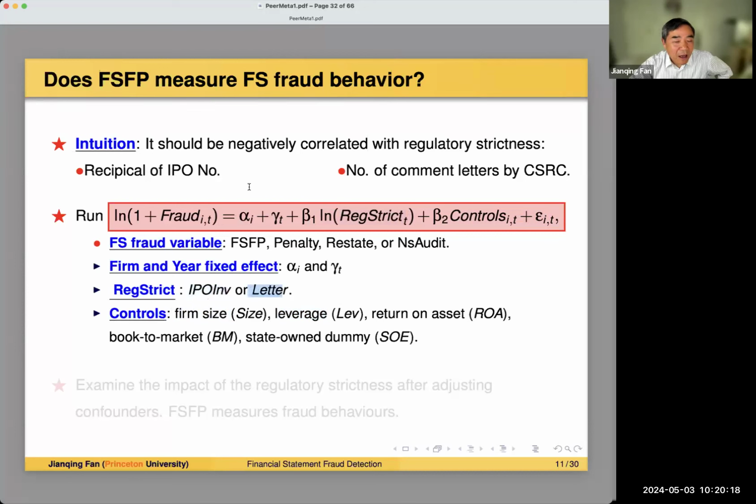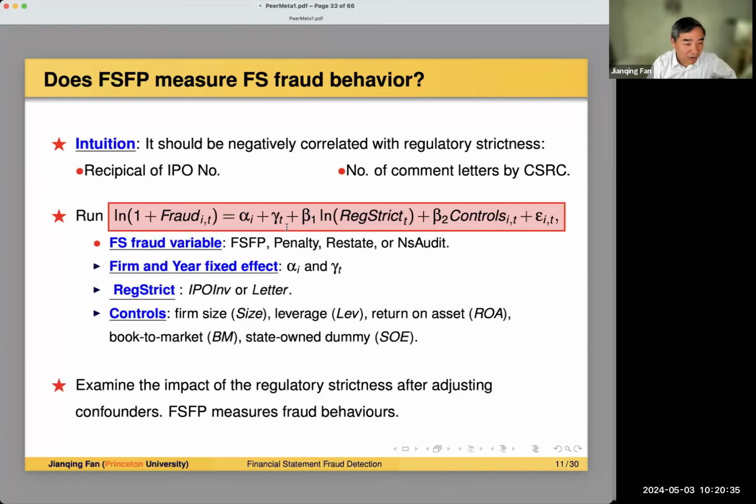So if our measure captures financial statement fraud behavior, then under a more restricted environment, this should be lower. Therefore, the coefficient beta here should be negative. So let's take a look at what the result is. The idea is to examine the impact of regulatory strictness after adjusting for confounders. And we really showed that the financial statement fraud measure captures the behavior.